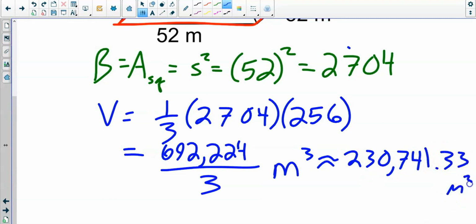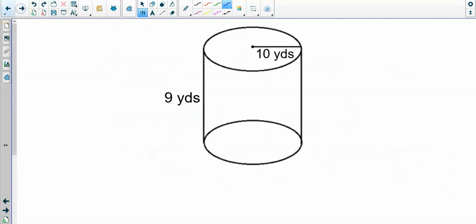230,741.33 meters cubed. Again, you just plug it into a formula, kicking out an answer. Nothing crazy. So do it again. Figure out what shape you have, run the formula.